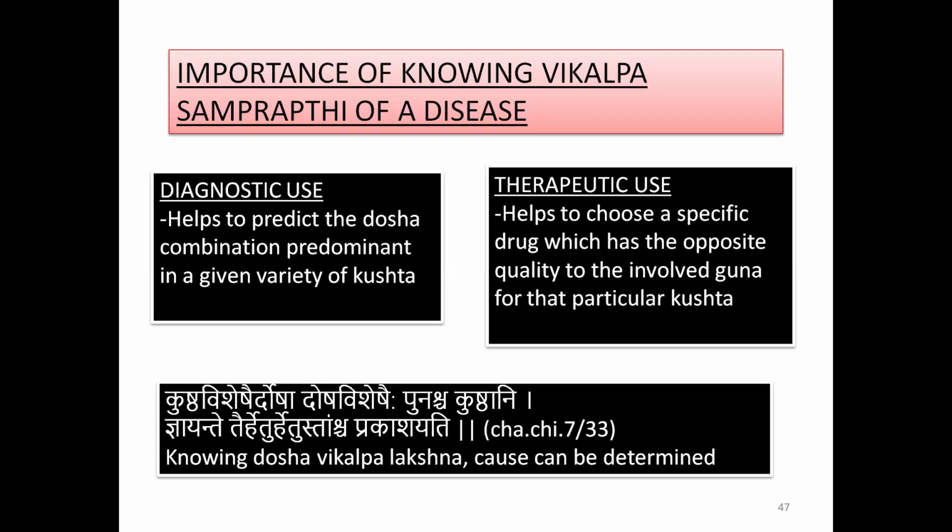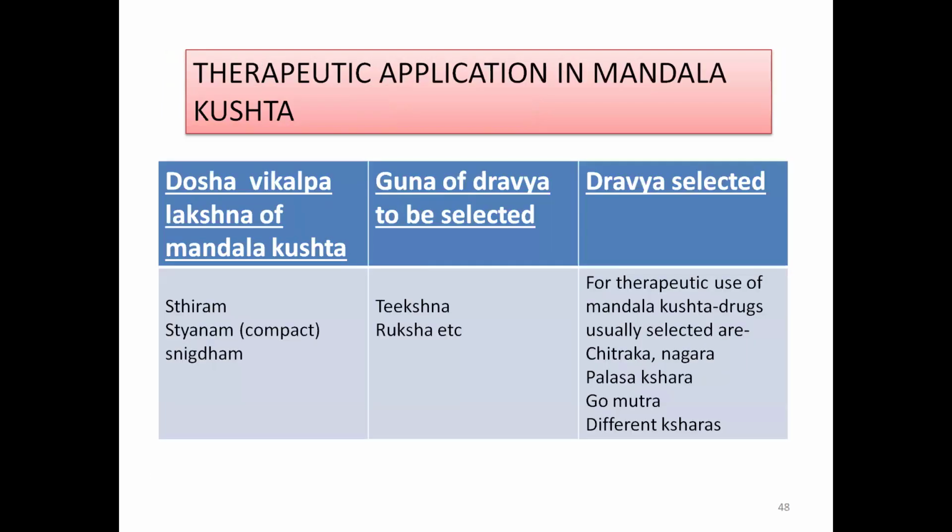In therapeutic aspects, it helps to choose a specific drug which has the opposite quality to the involved guna for that particular Kushta. Kushta visheshair dosha visheshai punascha kushtani charaga chilsa nyayande tair hedustamscha pragasheti. Knowing dosha vikalpa lakshanas, the cause can be determined. In therapeutic application in mandala kushta, as an example, see the dosha vikalpa lakshana of mandala kushta, due to the involvement of particular doshas: sthira, sthana, and snigdha.